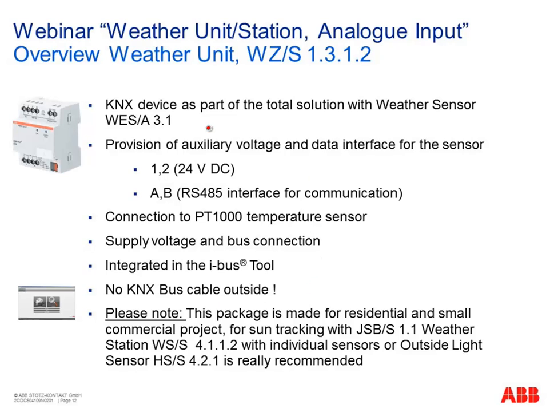This package or this solution, which I will explain in more detail in the next slides, is in principle made for residential and small commercial projects. That is our focus here. There's a big market, of course, especially for this powerful solution, sun tracking with a shutter control unit. We really recommend to use our new weather station with any external sensors, or our brightness sensor HSS 421, which is also very powerful regarding brightness detection and a very precise sensor. So this is preferred for this application. Keep this in mind. So this is our focus here in this product, residential and small commercial projects.